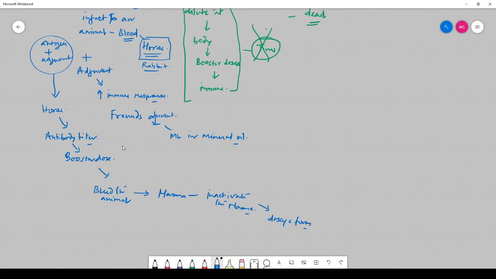So here, what happens is, let me make my drawing a bit more easy to understand. So imagine this is the structure of snake venom. We said B cells produce antibody. Now this antibody is specific to the antigen. This is the antigen.